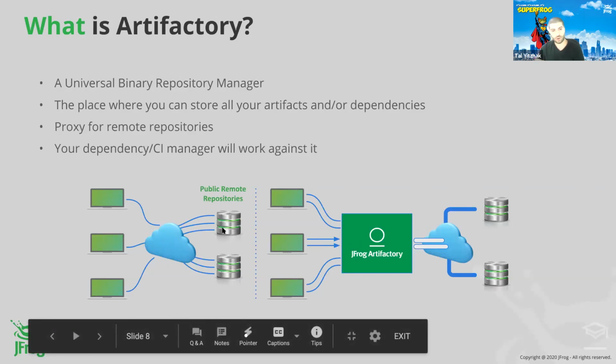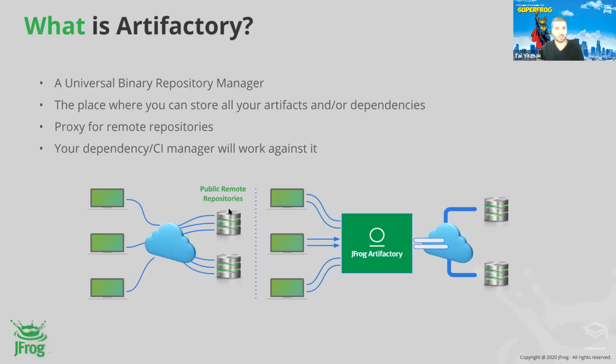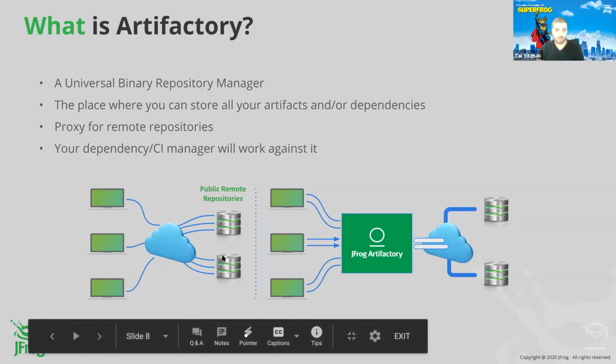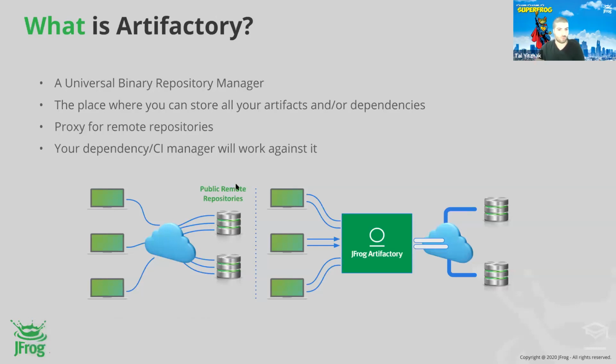Okay, imagine a scenario where you need to build a project, but Maven is down, npmjs is down, Docker Hub is down. You can't build your project, you cannot release your version, and basically the customer impact can cause damage to the business. So Artifactory is a universal binary repository manager, okay? It's one place, one single source of truth in the organization to go to store all binaries and their dependencies.